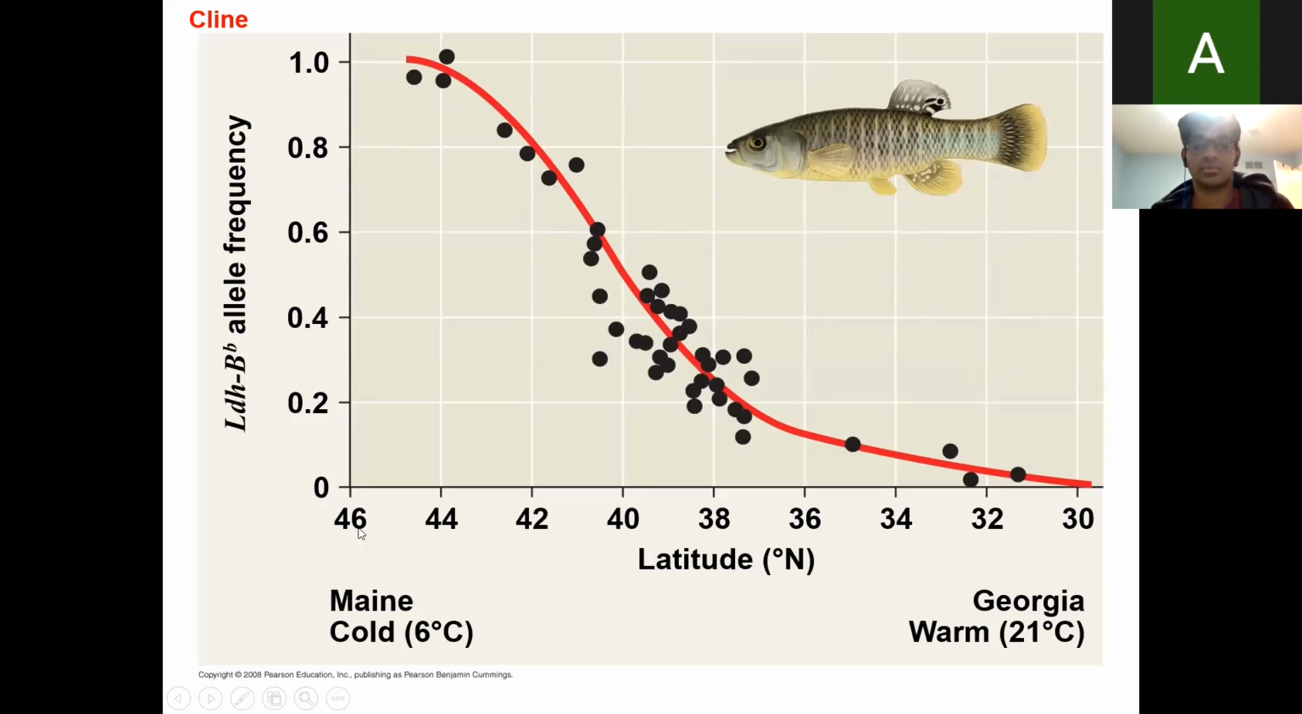So as it gets warmer, the frequency of this allele decreases because this allele helps the fish the most in the colder waters.